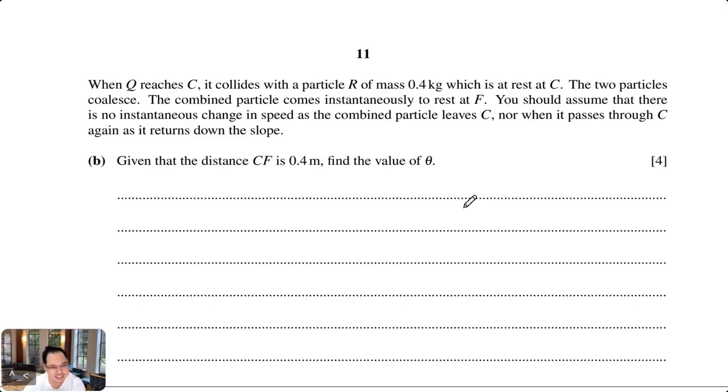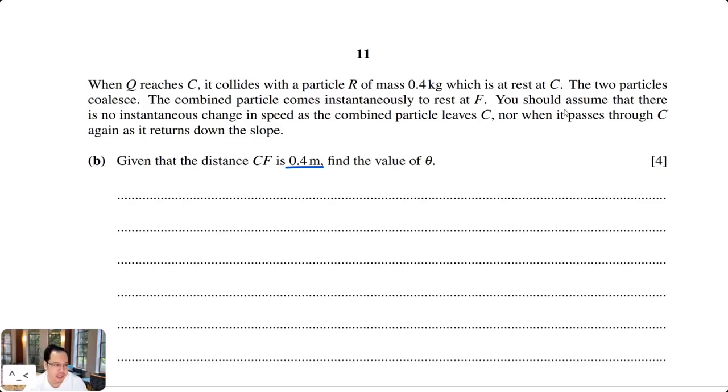You should assume that there is no instantaneous change in speed as the combined particle leaves C, nor when it passes through C again as it returns down the slope. Given that the distance CF is 0.4 meters, find the value of the angle. Okay, the value of the angle. They come to a stop after sliding a distance of 0.4 meter.